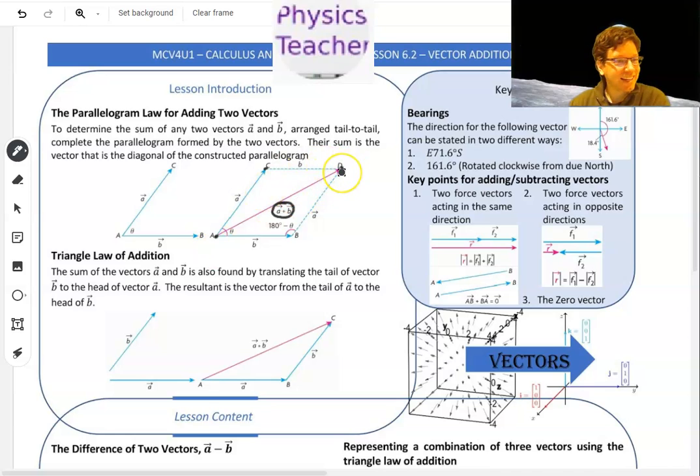Okay, and you can add any type of vectors. You can add displacement vectors or velocity vectors or force vectors or any sort of vector you want. As long as you're not adding, say, a force vector to a velocity vector. That doesn't make sense. Okay, but we'll get into applications later.